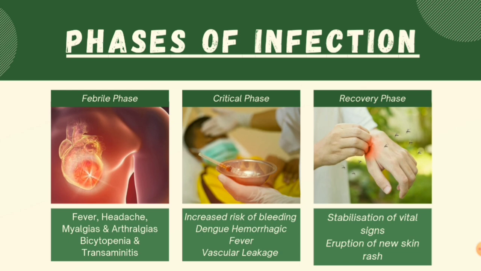Now, talking about the recovery phase, it includes resolution of vascular permeability and risk of hemorrhage. The vital signs stabilize. There can be eruption of a new rash which is similar to the first rash, and this rash can be pruritic. Patient may have fatigue which can last for weeks to months.